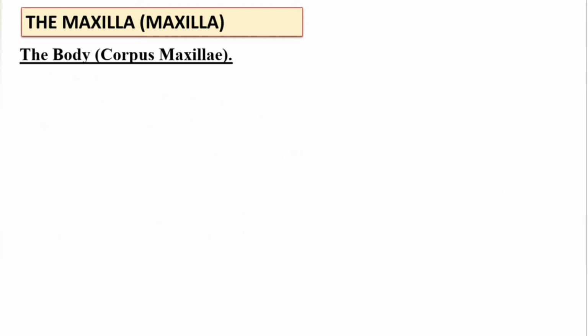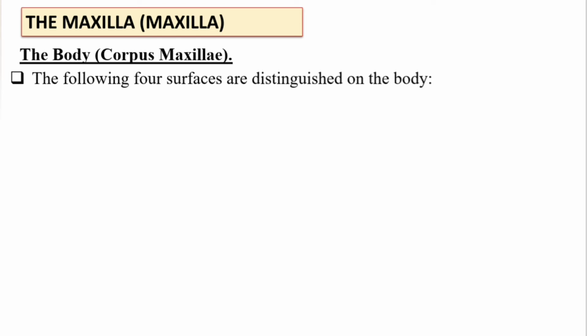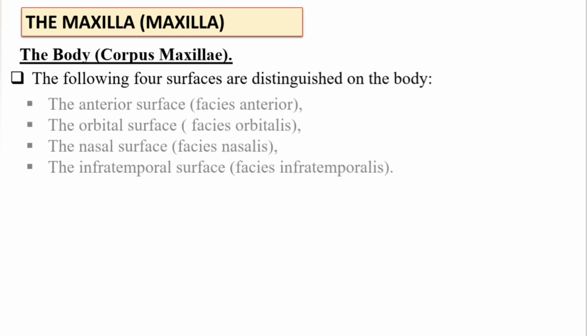Let's continue. On the body, you can see four surfaces. The anterior surface faces anterior, the orbital surface faces orbitalis, the nasal surface faces nasalis, and the infratemporal surface faces infratemporalis.